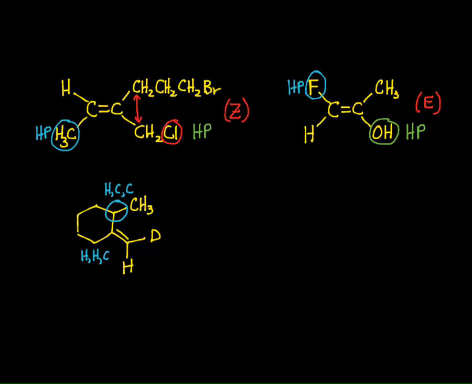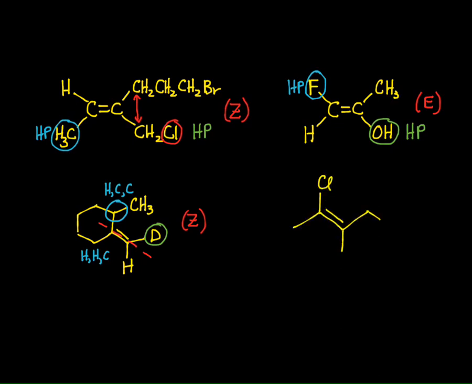Now, I'm then comparing deuterium and hydrogen. I see that deuterium has a higher atomic mass, and therefore deuterium takes the higher priority. My plane of symmetry then runs like this, and I see that both the high priority substituents are on the same side, and therefore this would get the letter designation Z.